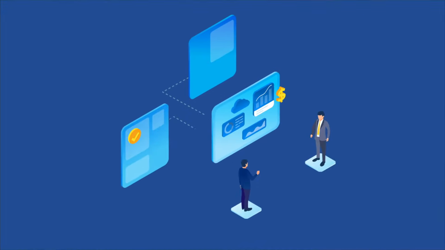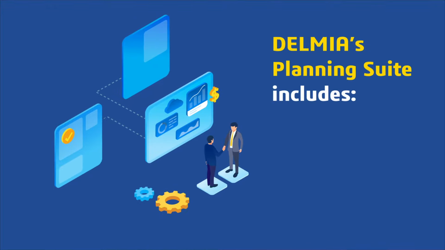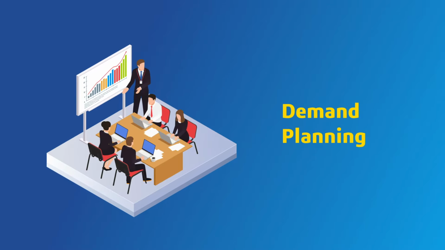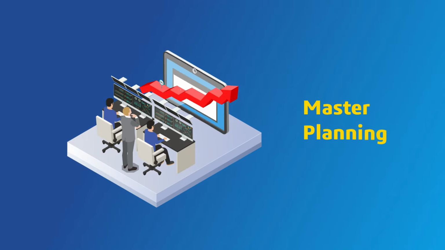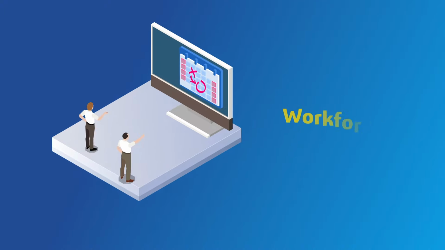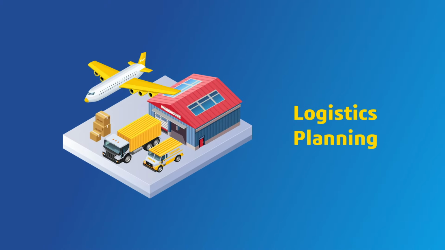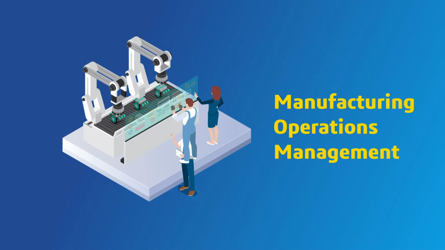DELMIA's planning suite links every part of your supply chain as it includes the following capabilities: integrated business planning, demand planning, supply planning, master planning, production scheduling, workforce scheduling, logistic planning, supply chain control tower, and manufacturing operations management.